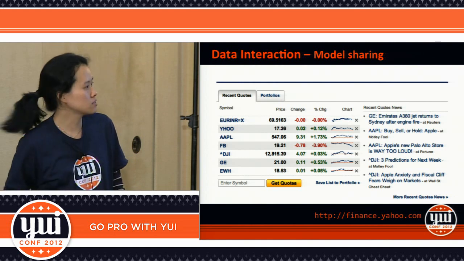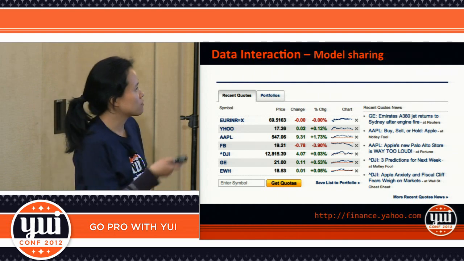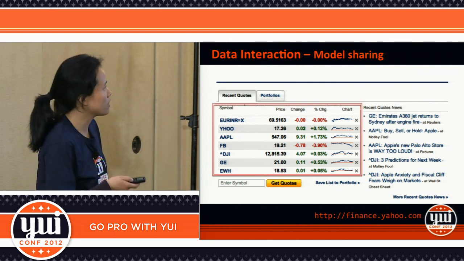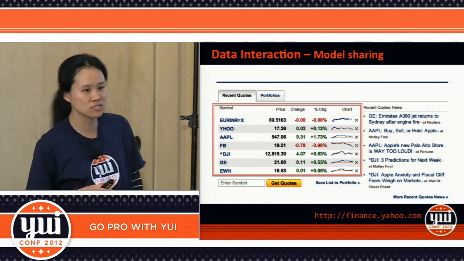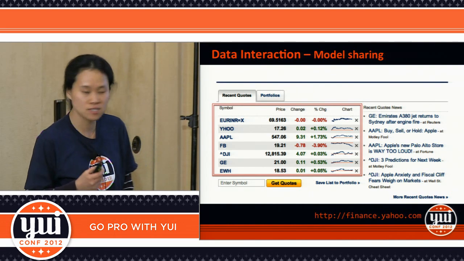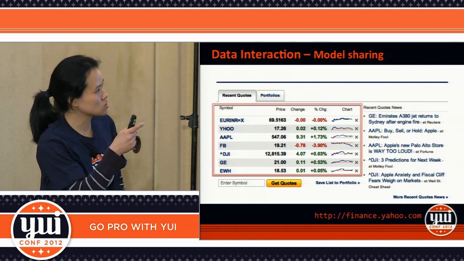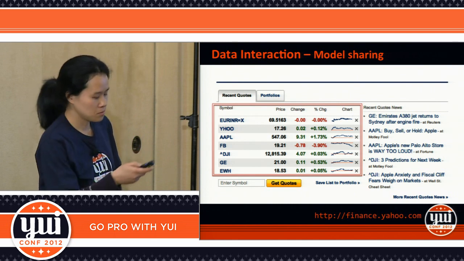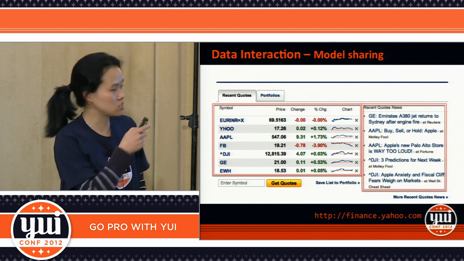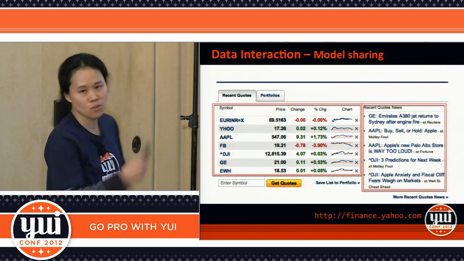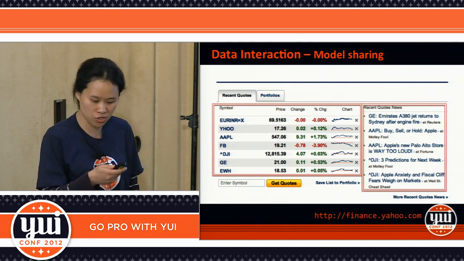So this is an example. This is just a module on Yahoo Finance's front page. We call this the recent quotes module. The most important thing here is the list of tickers you have recently visited on Yahoo Finance. We keep a list of it for you, and then we show you the price changes, today's chart, and also all the latest news for these tickers. If you look at these modules, you will find they're sharing data, the list of tickers.